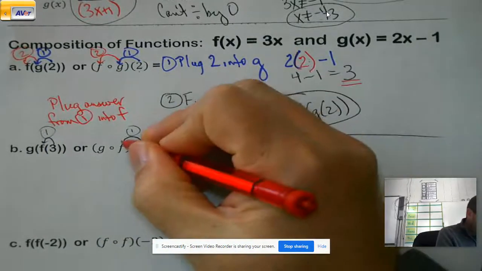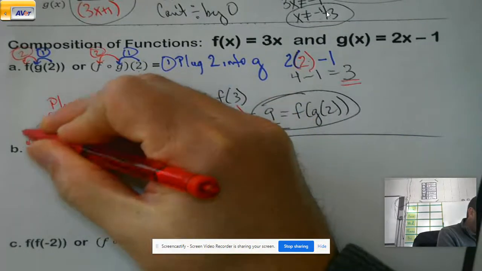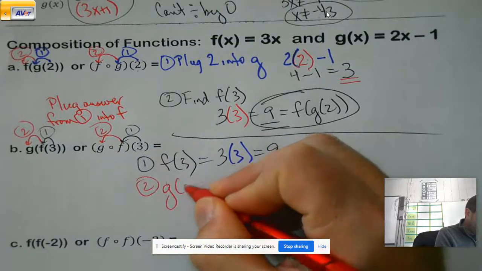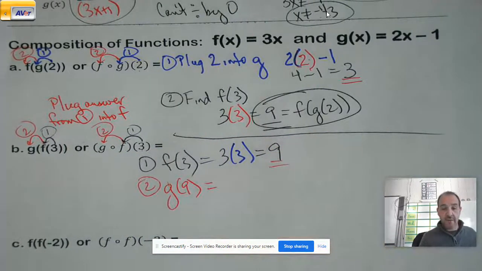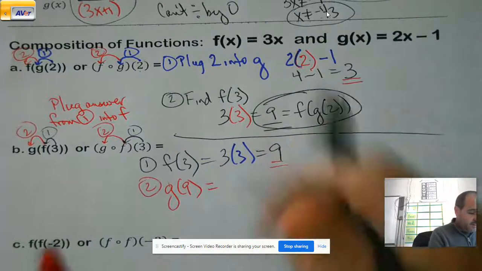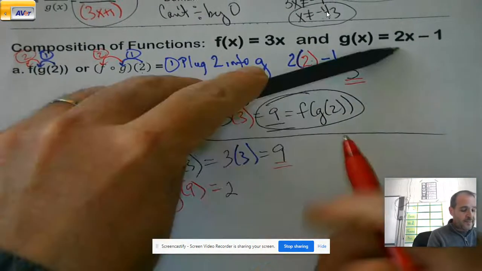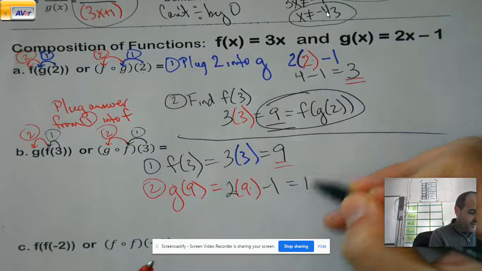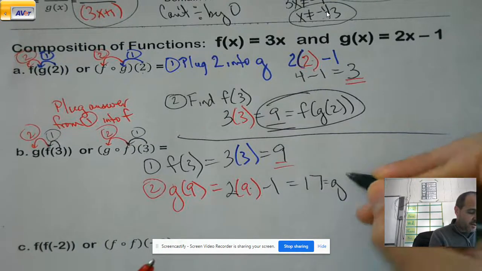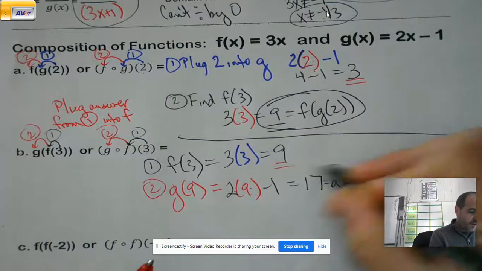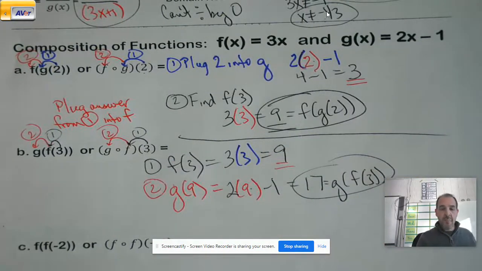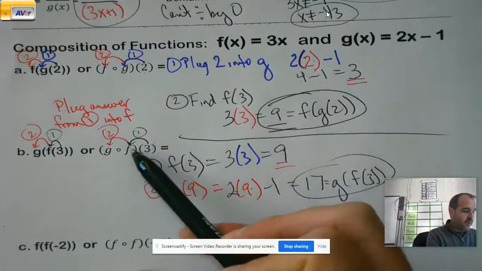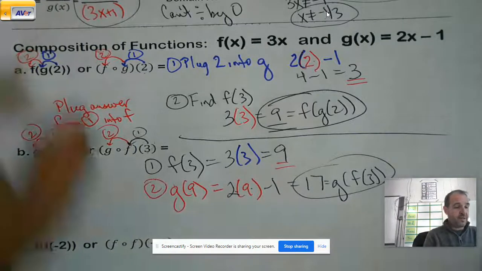Second part now means we take that answer, 9, and we plug it into the next function that's mentioned, in this case, g. Here's my g of x. Whatever's in the parentheses goes in for x. 18 minus 1 is 17, and that would be g of f of 3. Or you could write it this way too. Okay? So just keep working your way backwards. Number into function, answer into next function. And that's all we're doing.